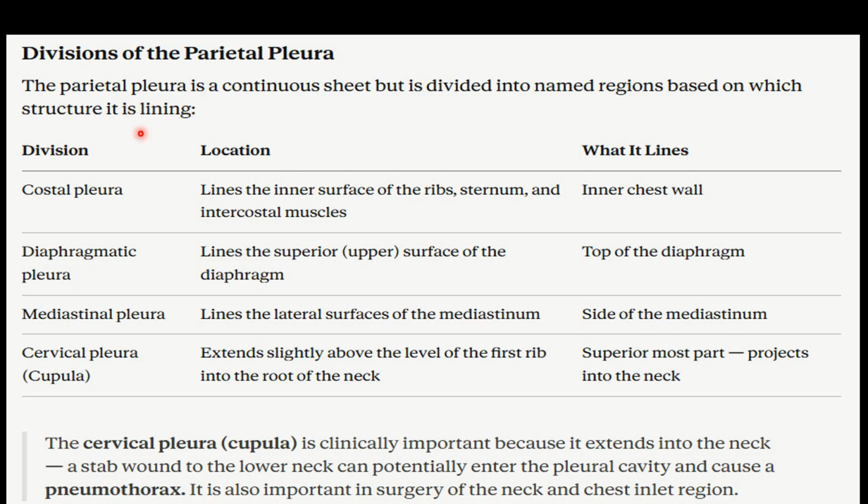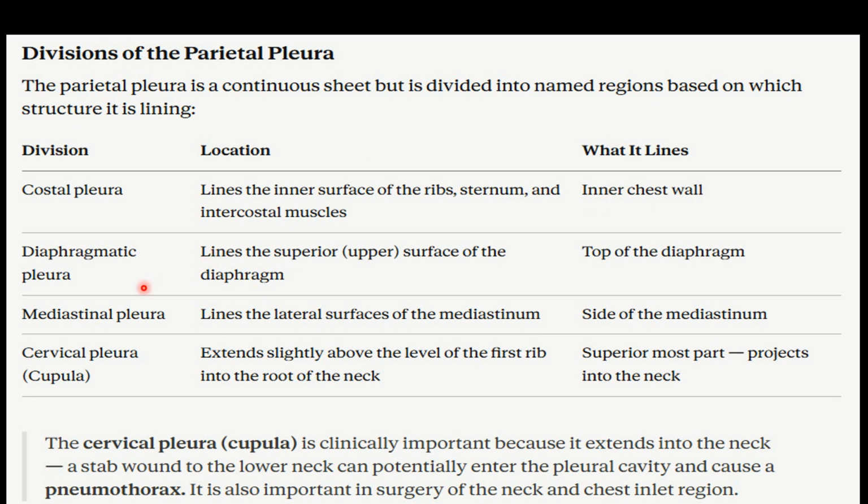The parietal pleura is a continuous sheet but is divided into named regions based on which structure it is lining. So let's see one by one what the divisions, locations and linings are. The first is the costal pleura, which lines the inner surface of the ribs, sternum and intercostal muscles. So basically it lines the inner chest wall.